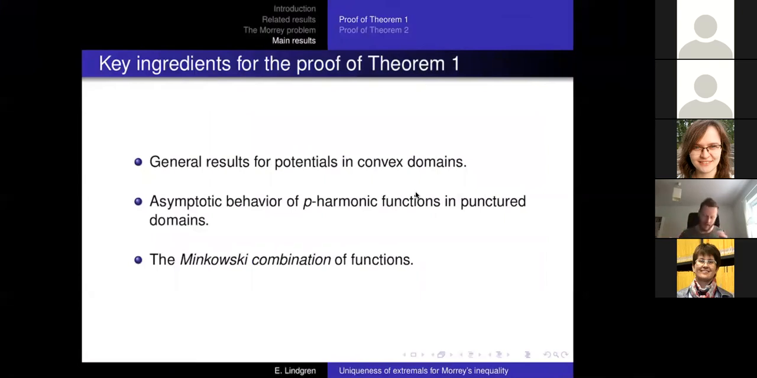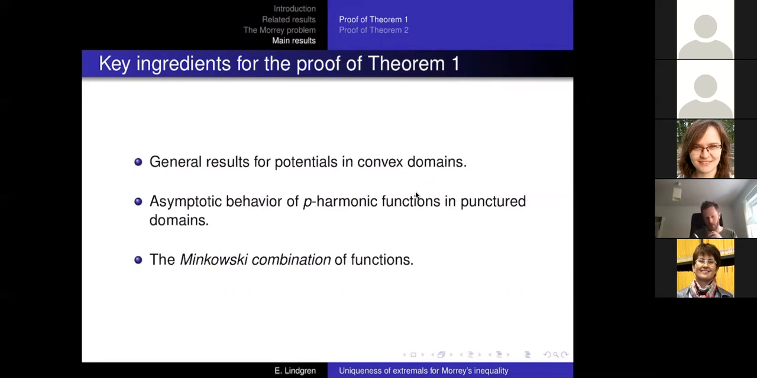Remember that any extremal is said to be a potential function, and potential functions are those where you fix a point where the function is 1 and it's 0 on the boundary, and you solve the p-Laplace equation outside this point. And these functions have been treated by Lewis in a classical paper. So these results are very important for us. And then there's a paper I will mention in a few minutes about p-harmonic functions in punctured domains.